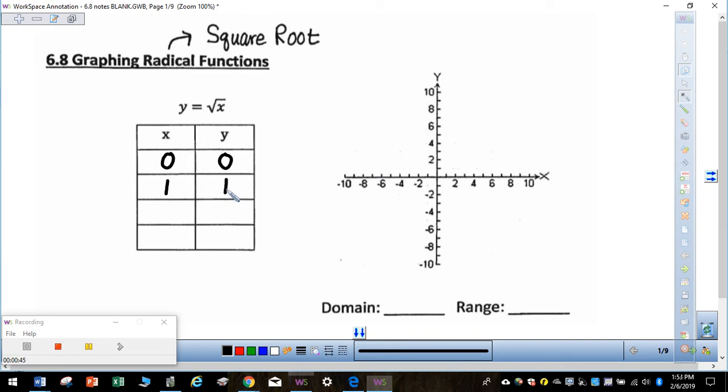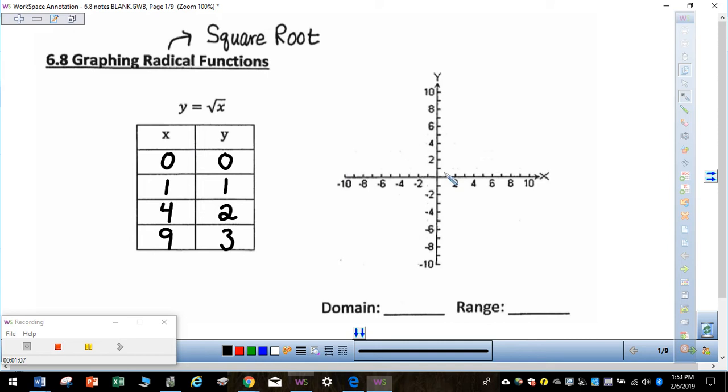Now rather than continuing on with 2 and 3, square root 2, square root 3 are irrational numbers, and so instead I'm going to continue to choose a nice square number like 4. If x is 4, the square root of 4 is 2. And the next nice square number we could select for x is 9. The square root of 9 is 3.